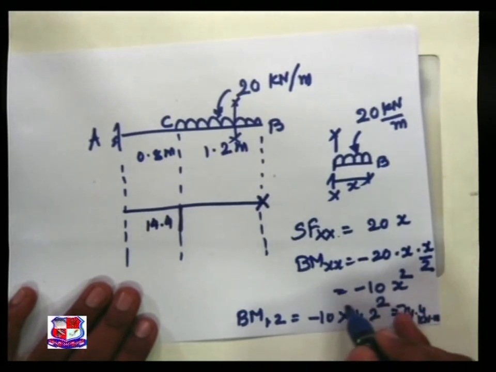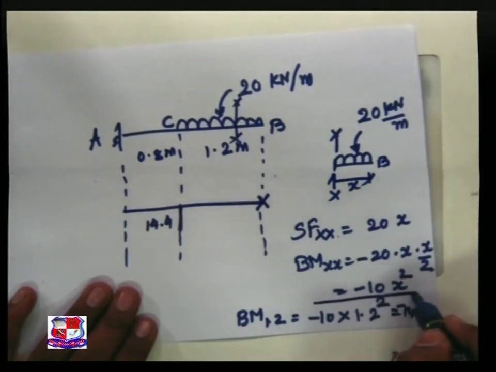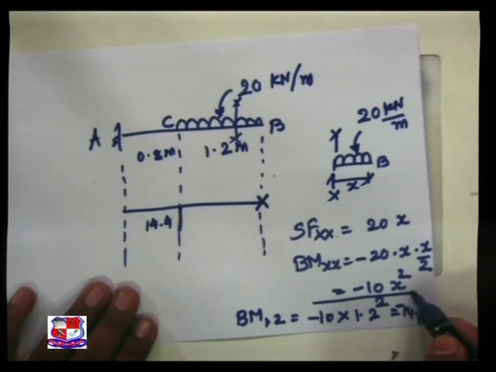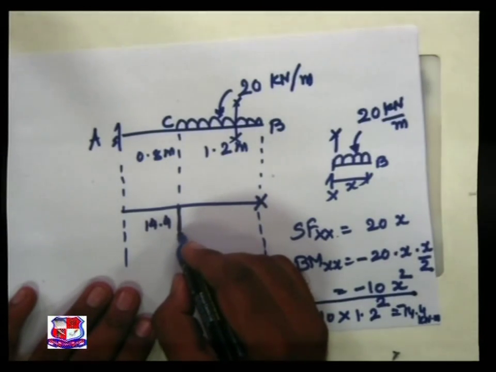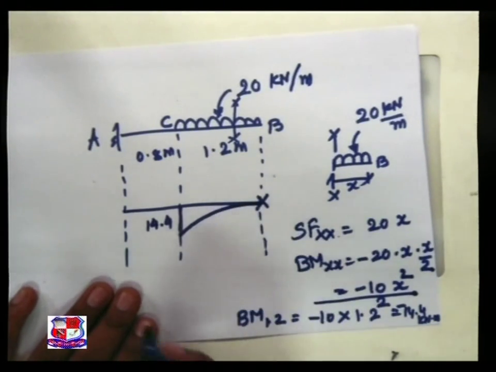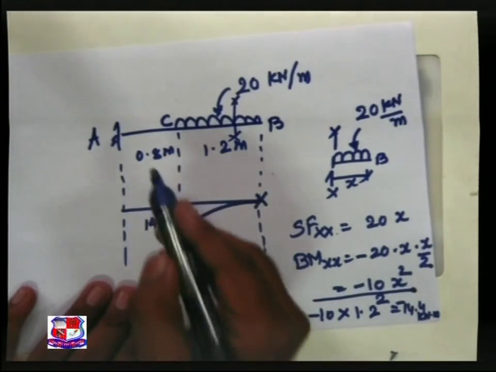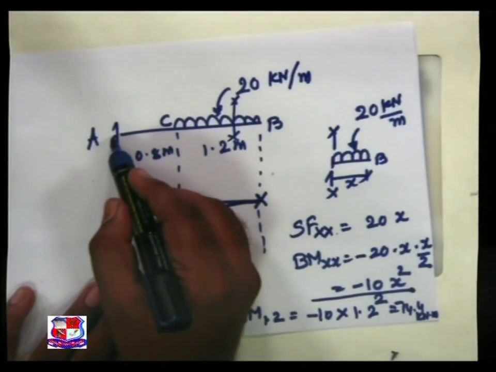Also, it will be verified from this equation. It is parabolic in nature, and from the previous problem we found this parabola which is of this nature, with negative sign. Now let us find out the bending moment at A.